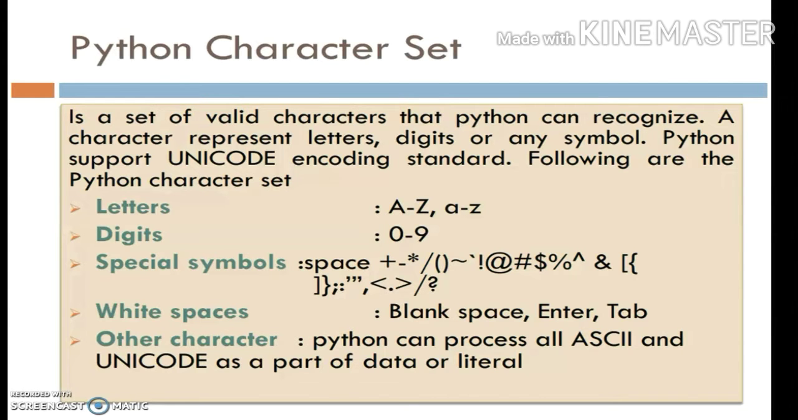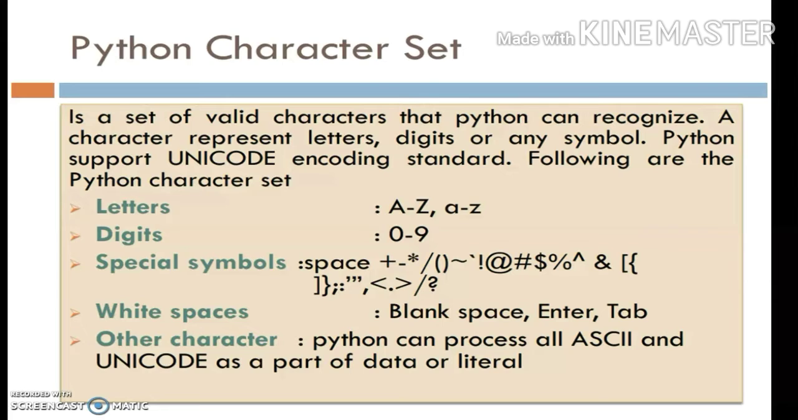So see, the first one is the Python character set. The Python character set says which characters are permitted in the Python language. The permitted characters are letters A to Z and small a to z, then the digits 0 to 9, then the special symbols: space, plus, minus, star, hyphen, slash, parentheses, braces, square brackets. These are the special symbols allowed in Python. Then the white spaces, that is blank space, enter, tab. Then many other characters, that is the characters that are supported by ASCII and Unicode.